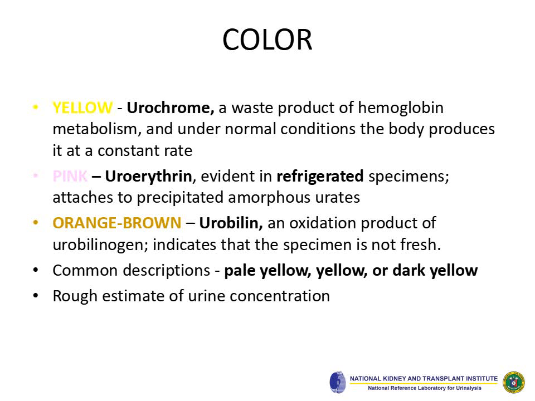Normal urine is pale yellow to dark yellow in color due to the presence of urochrome. Other minor pigments present are uroerythrin and urobilin. Normal urine is commonly described as pale yellow, yellow, or dark yellow. The intensity of the yellow color in a fresh urine specimen can give a rough estimate of urine concentration.